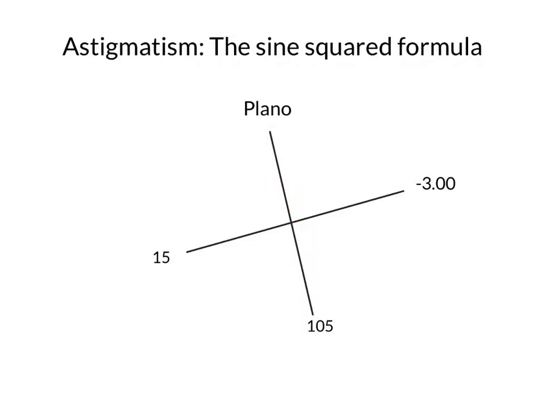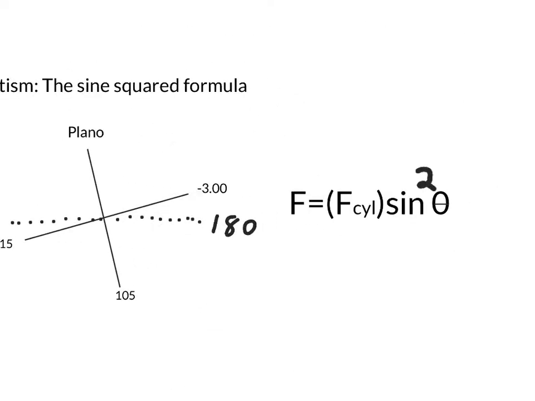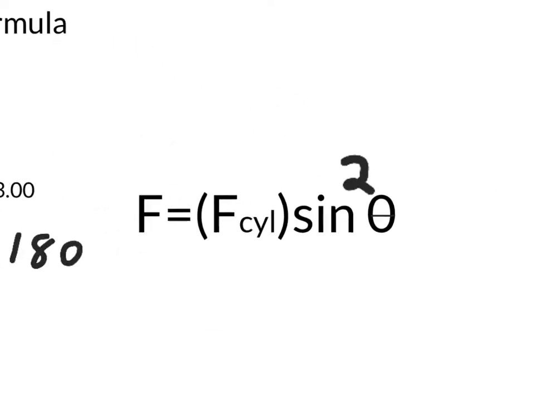Now you can calculate the power of each individual meridian. So let's say I want to know the power of the 180 degree meridian right here. So this meridian is at 180. What is the power of this meridian? And there's a way to calculate this. It's called the sine square formula, which is this right here.